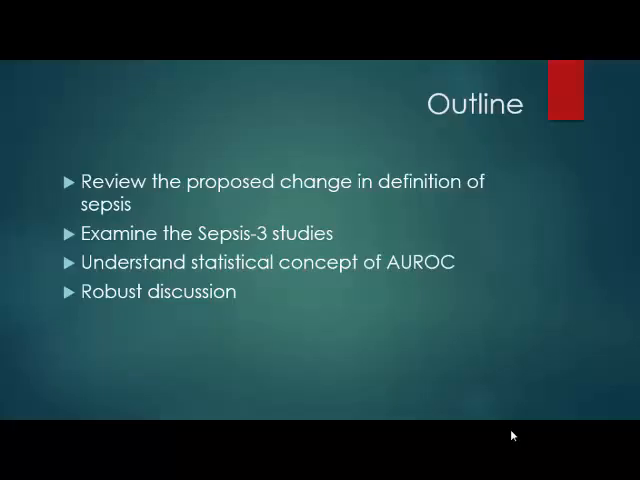So I want to go through these articles, and since there's 3 articles, I'm going to go through them rather quickly. There are going to be some details that may be left out. Please feel free to ask questions as we go through this and discuss it. How I'd like to do it initially is to examine the Sepsis 3 studies, understand the statistical concept of area under the receiver-operator characteristic curve, and the reason I want to discuss that is because it was used in order to determine a lot of the outcomes of the study. And then hopefully we'll have this followed up with a pretty robust discussion about our thoughts for this study.